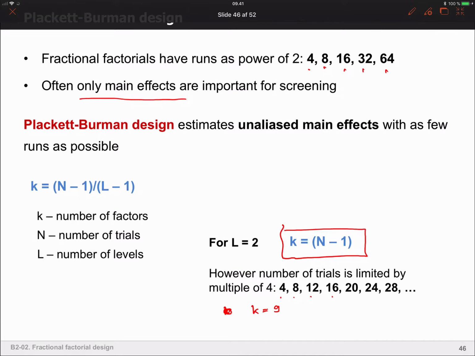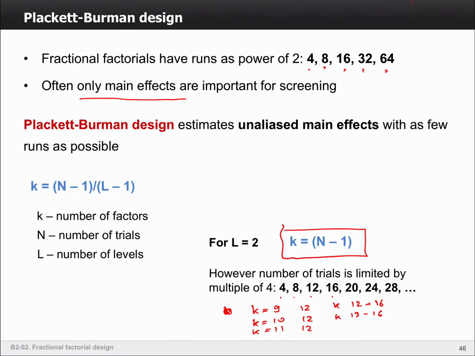So in this case, for example, if the number of factors is 9, you need 12 trials. If the number of factors is 10, you need 12 trials. If the number of factors is 11, you need 12 trials. And if the number of factors is 12, you need 16 trials. If the number of factors is 13, you need 16 trials. So you see, it's a very good compromise actually. Okay. And if, for example, you have 9 factors, and then you have 12 trials, you simply use the 3 extra trials to estimate, for example, the standard error. So you can estimate the noise.